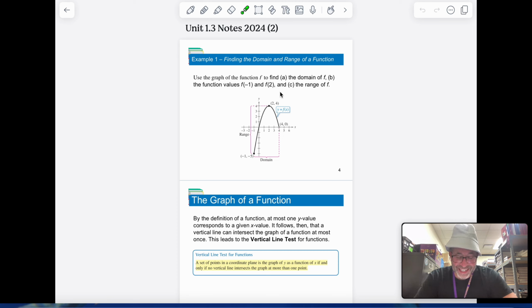Anyways, today we're going to be working on Unit 1, Section 3 notes. In this section, we're going to be talking about a whole mix of things related to functions again, but it's pretty quick, easy stuff. So let's get started, okay?